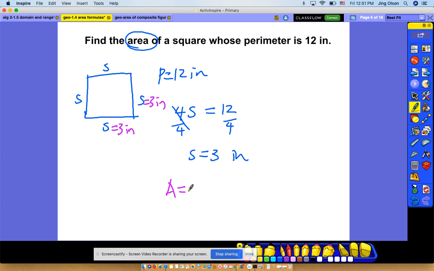So the area will be length times width. So 3 times 3, or 3 squared. The answer is 9 inches squared. Make sure you use the correct unit. If you have a perimeter, it's going to be inches. If it's area, it's going to be inches squared.